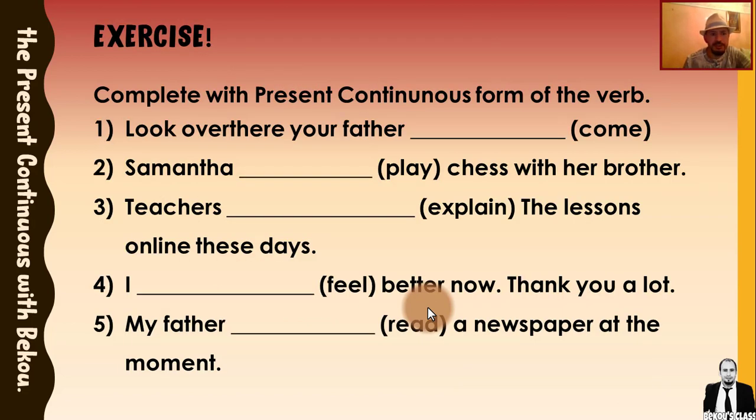Here is an exercise to do. We are going to complete with the present continuous only, right? So we are going to put the verbs between parentheses in the present continuous. Okay, as usual, you can pause the video, do it at your own pace, and then we correct. Number 1, look over there, your father come. Number 2, Samantha play chess with her brother. Number 3, teachers explain lessons online these days. Number 4, I feel better now, thank you a lot. And number 5, my father read a newspaper at the moment.